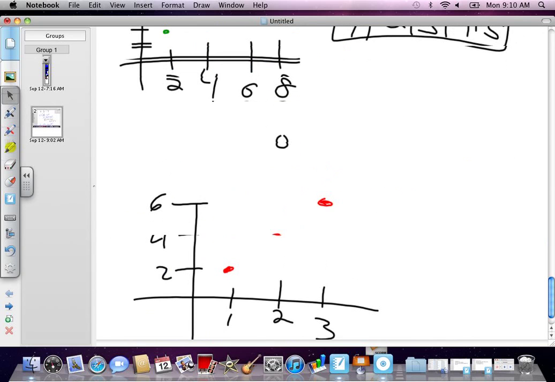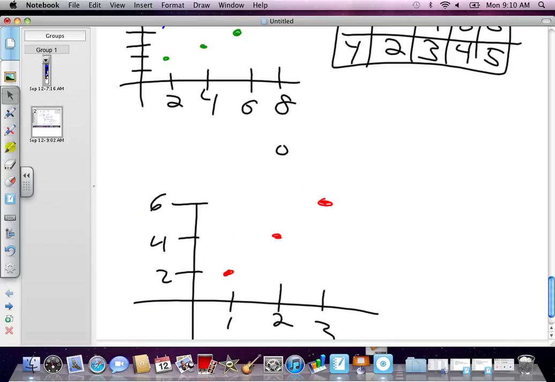Alright, one more. If I give you a graph, can you tell me the rule? For this graph, at 1 we're at 2, at 2 we're at 4, and at 3 we're at 6. What's the rule? Yeah? Y equals 2x. 2 times 1 is 2, 2 times 2 is 4, and 2 times 3 is 6.